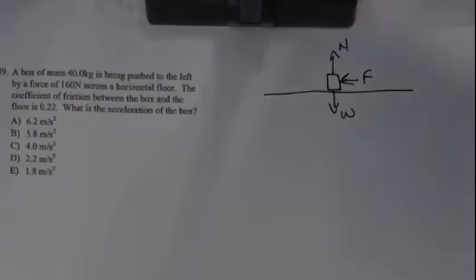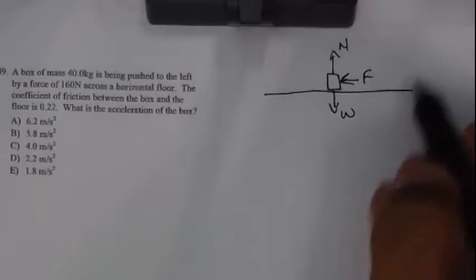I'm Paul Kennedy and today's problem is a friction problem. A box of mass 40 kilograms is being pushed to the left by a force of 160 newtons across the horizontal floor. The coefficient of friction between the box and the floor is 0.22. What is the acceleration of the box?